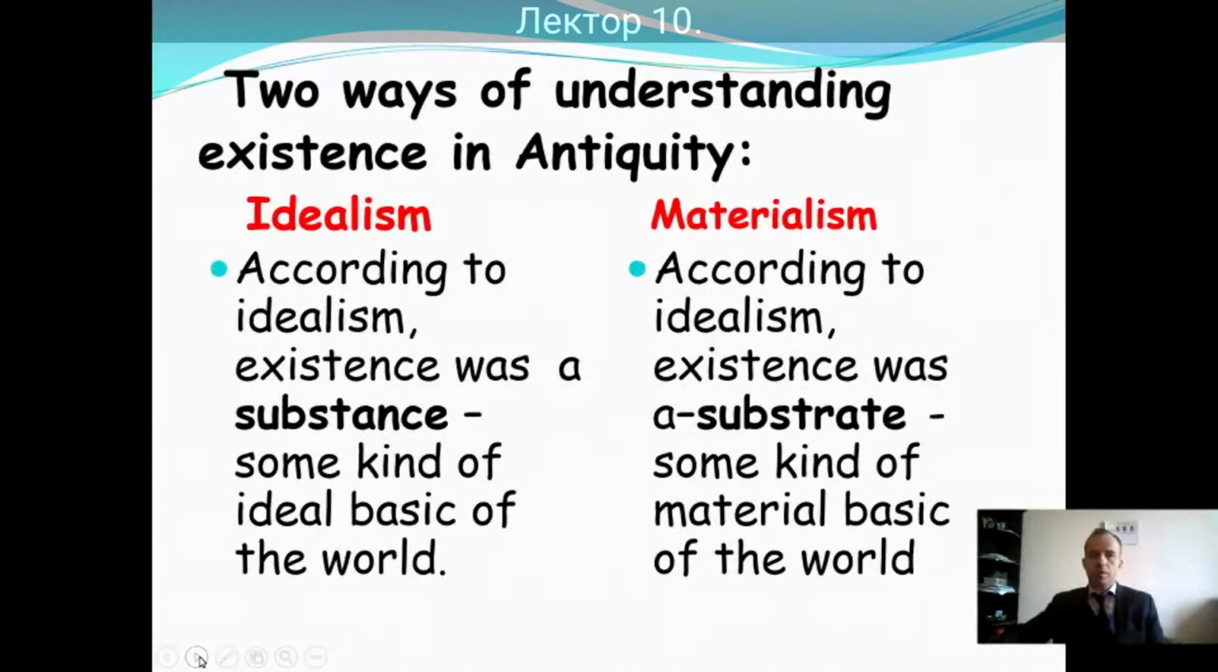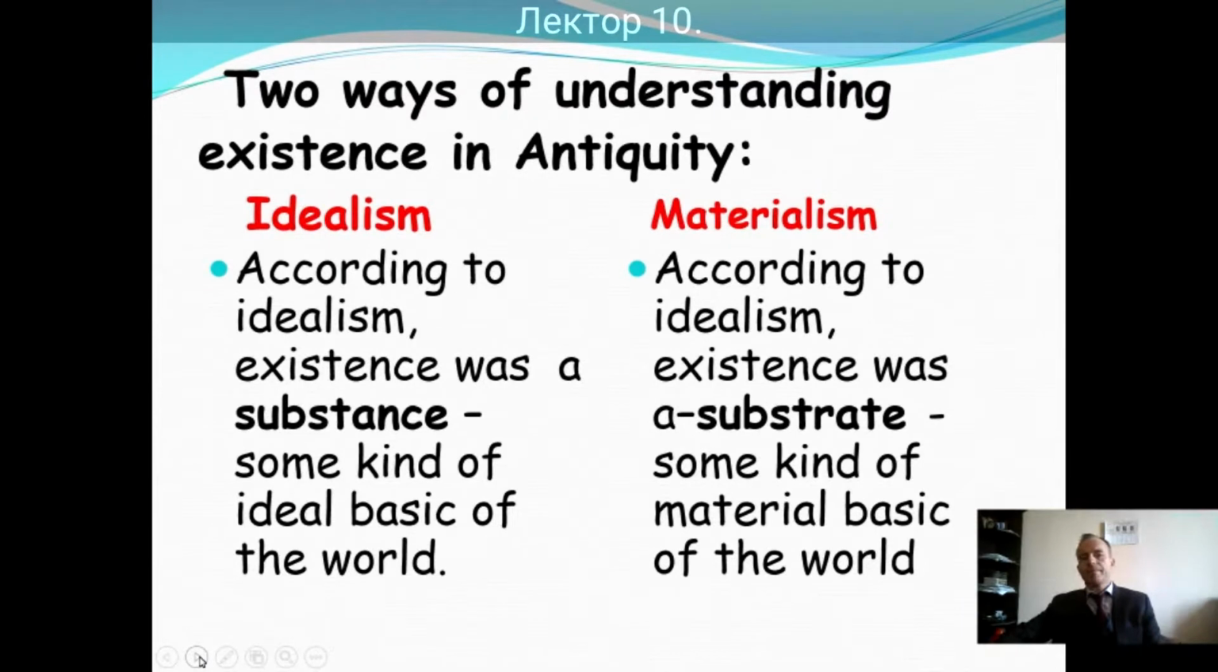As far as you already know, there are two basic types of philosophy: idealism and materialism. Both of them were created in ancient Greece. The creators of idealism were Plato and Pythagoras. The creators of materialism were Leucippus and Democritus.